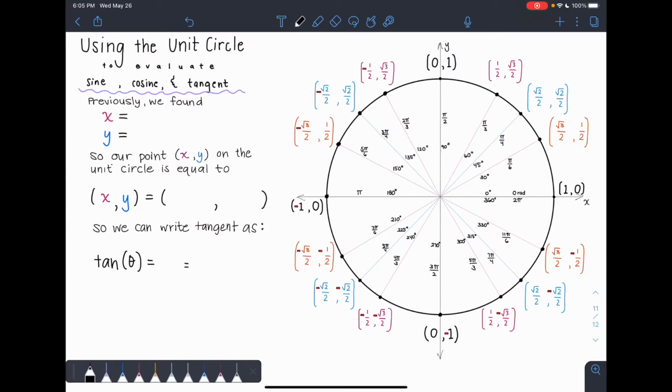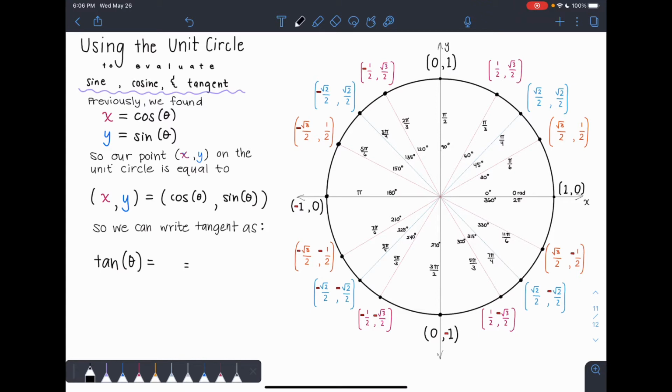Previously, we found that x is equal to cosine of theta and y equals sine of theta. So if we look on the unit circle at each of these points here, every x and y on the unit circle is equal to cosine of theta, comma, sine of theta.